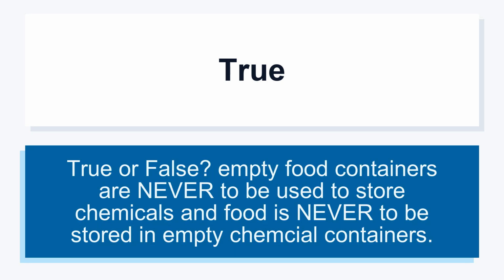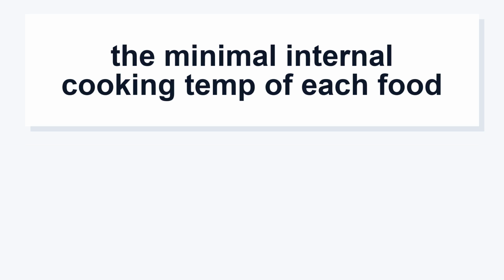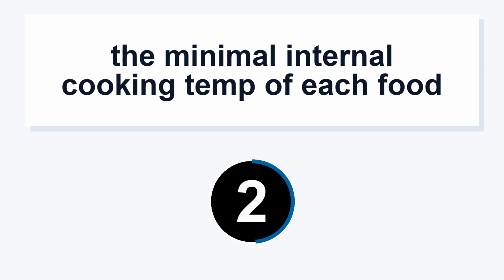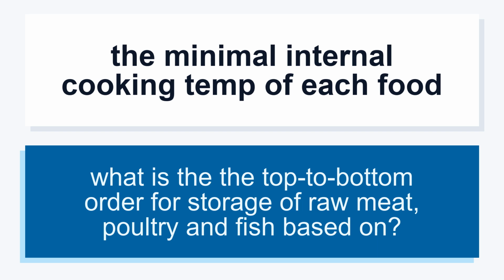True. True or false? Empty food containers are never to be used to store chemicals, and food is never to be stored in empty chemical containers. The minimal internal cooking temp of each food. What is the top to bottom order for storage of raw meat, poultry, and fish based on? True.